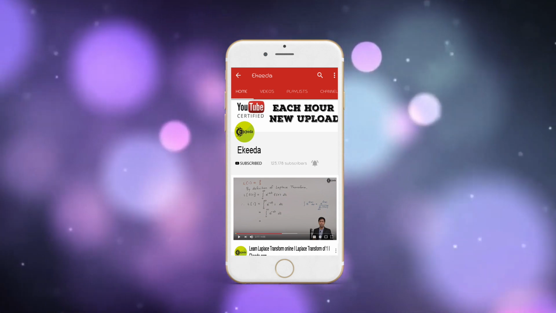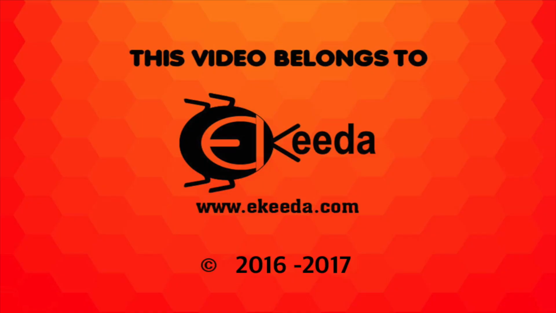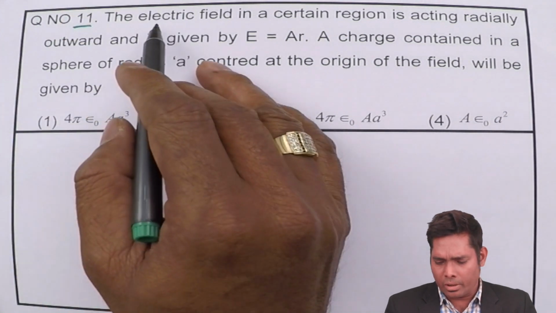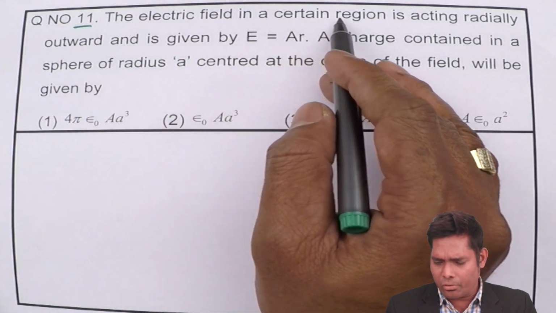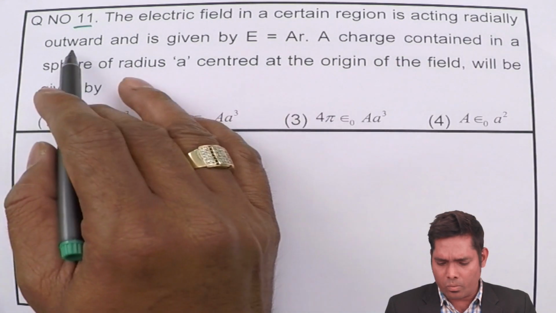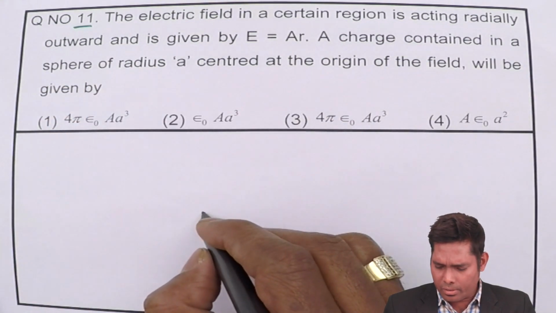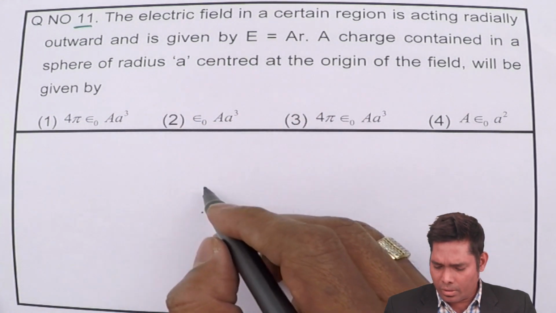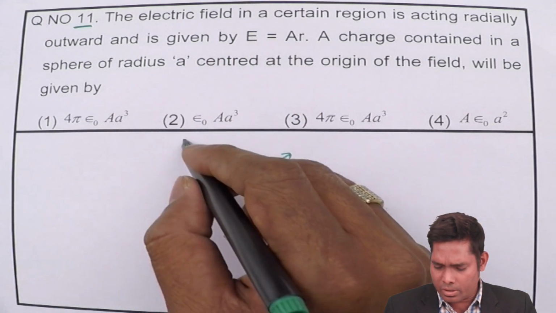Student, in this video, we have question number 11, NEET Physics paper 2015. Let us solve the next question, number 11. The electric field in a certain region is acting radially outward, in all directions.